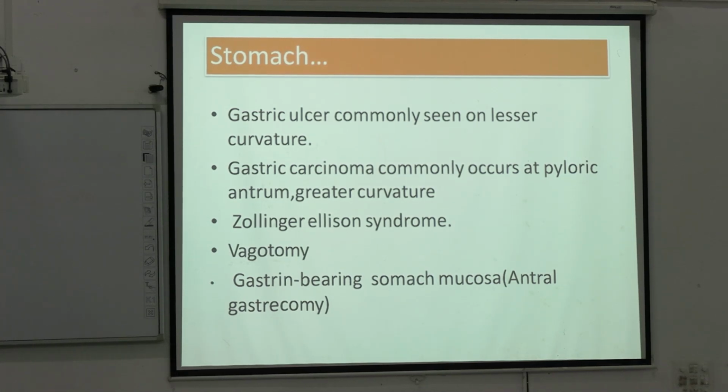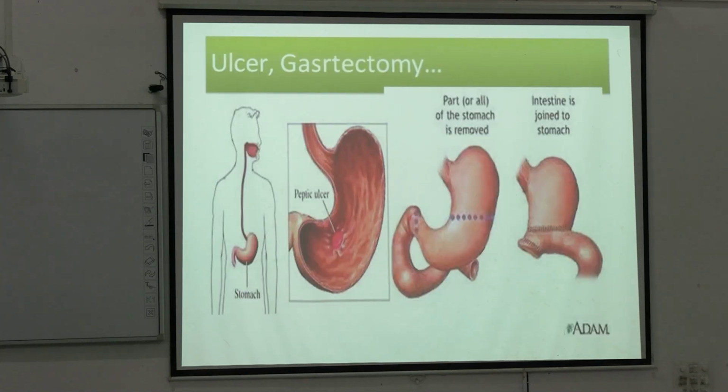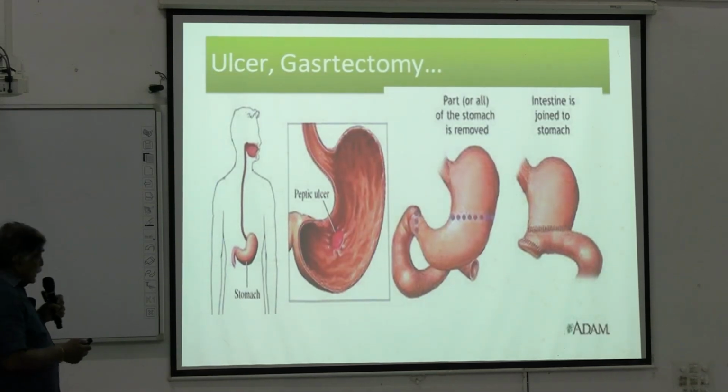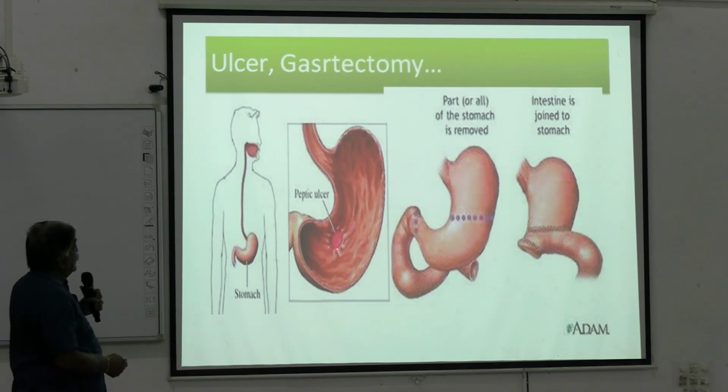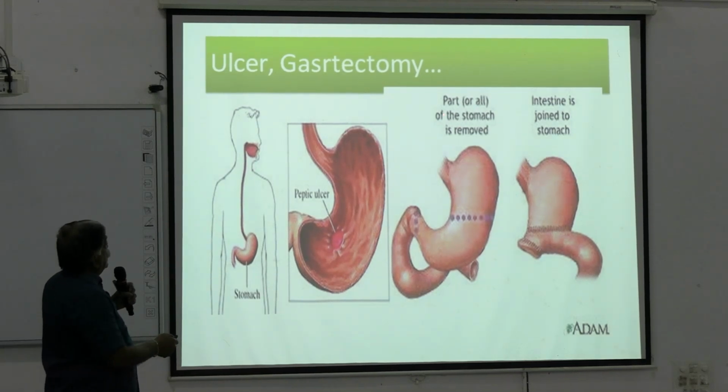You see the site. And Zollinger-Ellison syndrome, treatment is vagotomy, removal of gastrin-bearing stomach mucosa, antral gastrectomy. Next. Now, ulcer and gastrectomy. Now, you see the peptic ulcers here. Now, part or all of the stomach is removed. This part is removed, and the intestine is joined to the stomach.